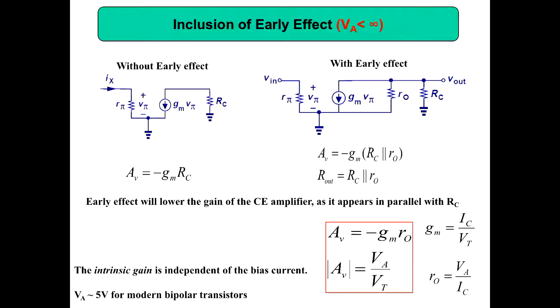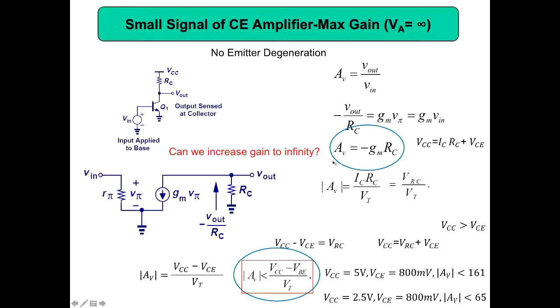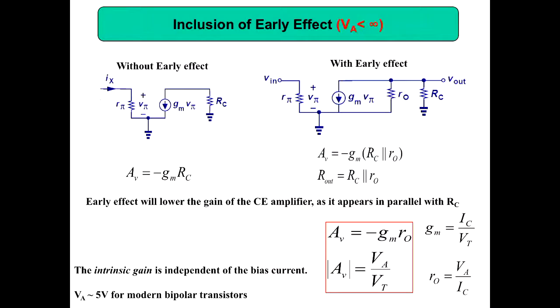If you don't take the Early effect into account, you will not find this intrinsic gain. You will think you can get maximum gain, that you can keep increasing the gain, with nothing setting an upper limit. When you take the Early effect into account, there is an intrinsic gain. You should know this, because when somebody says, I will give you a transistor, what is the maximum gain you can get? Then you can immediately say that is called intrinsic gain, and it equals VA by VT.